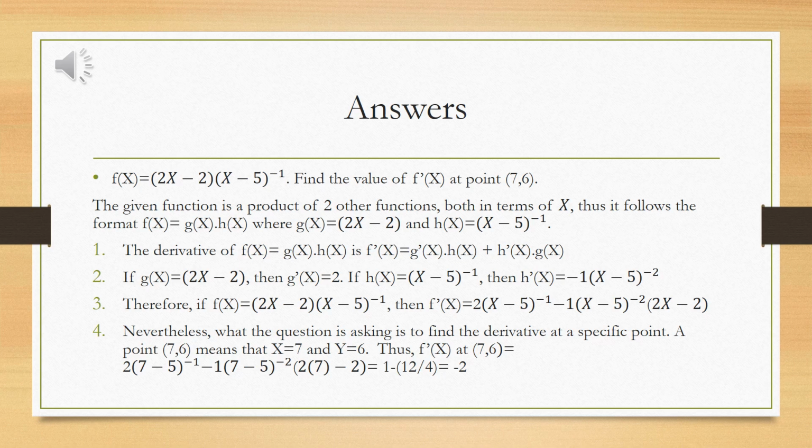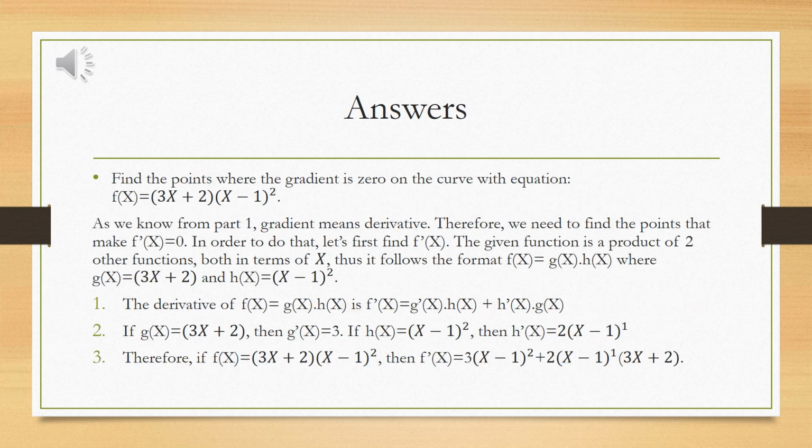Nevertheless, what the question is asking is to find the derivative at a specific point. A point (7, 6) means that x is 7 and y is 6. Thus, to achieve f prime of x at (7, 6), we need to replace x by 7, which yields 1 minus 12/4, which is minus 2.